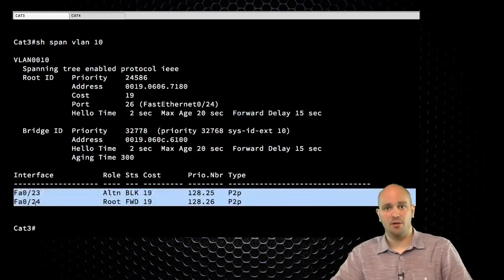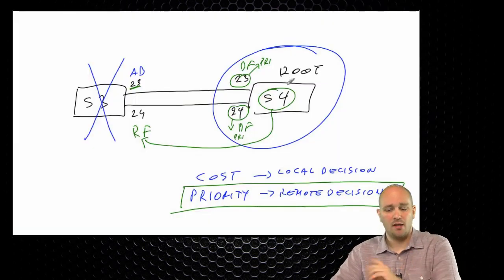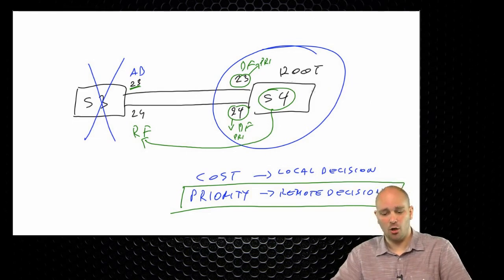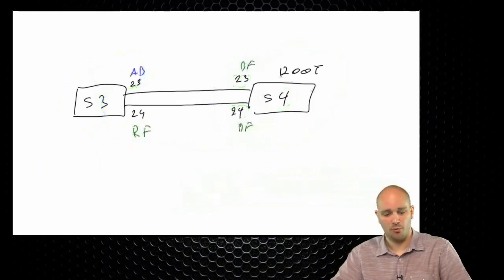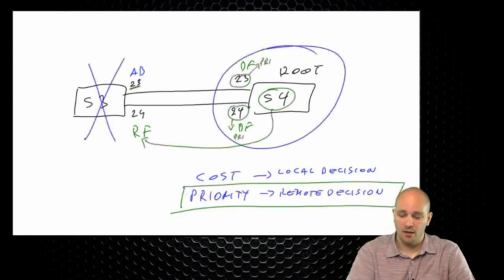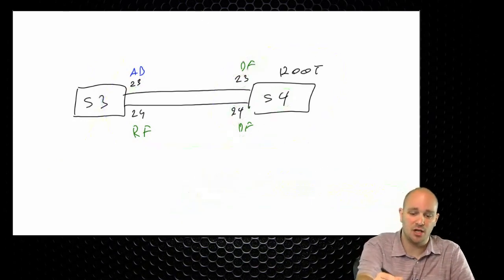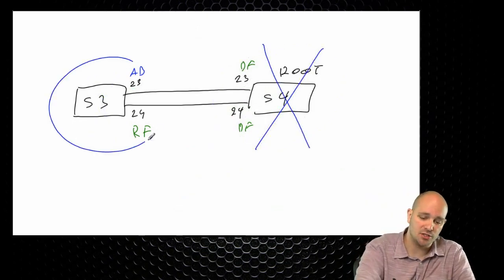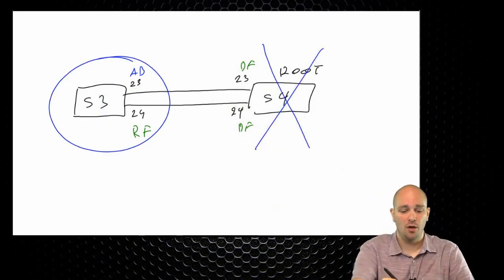So this is now the situation. So this is one way of solving this task. Now let's take a look at a similar example. I'm going to use the same topology, but now let's say that the task says you are not allowed to make any changes on switch 4, you need to make changes on switch 3 to reverse the role.